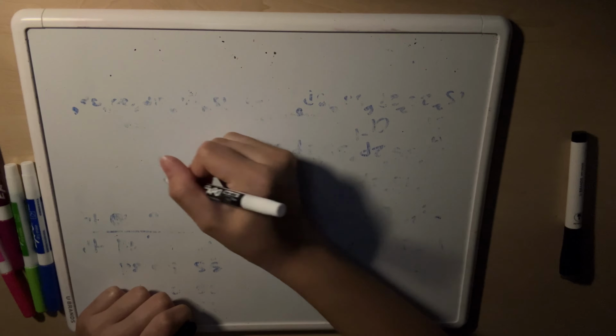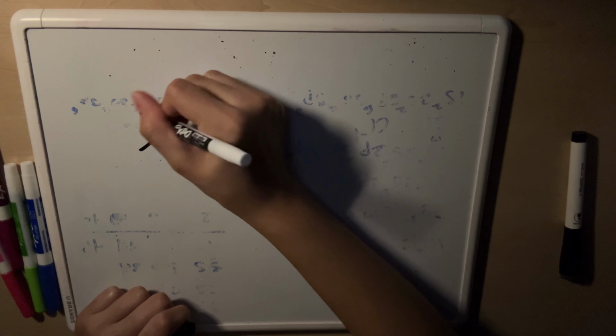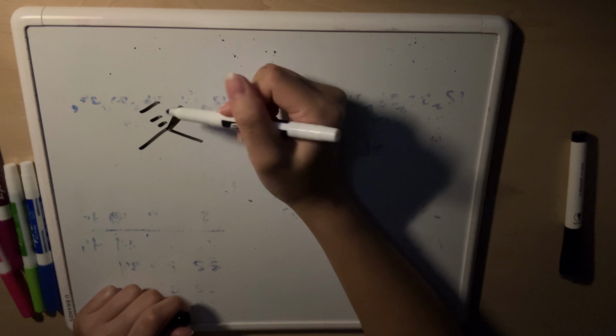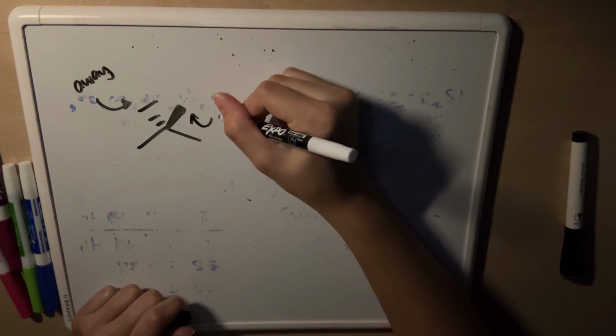Okay, we're talking about wedges and dashes because I know that confuses some people. When you draw a chiral center, you always have to use wedges and dashes, like this. The dash means it's going away from you, and the wedge means it's coming towards you.